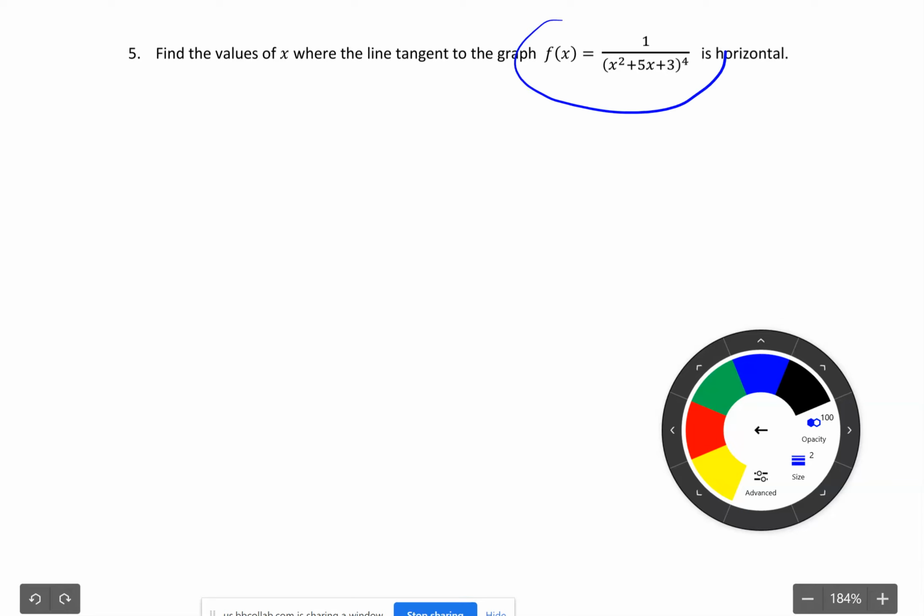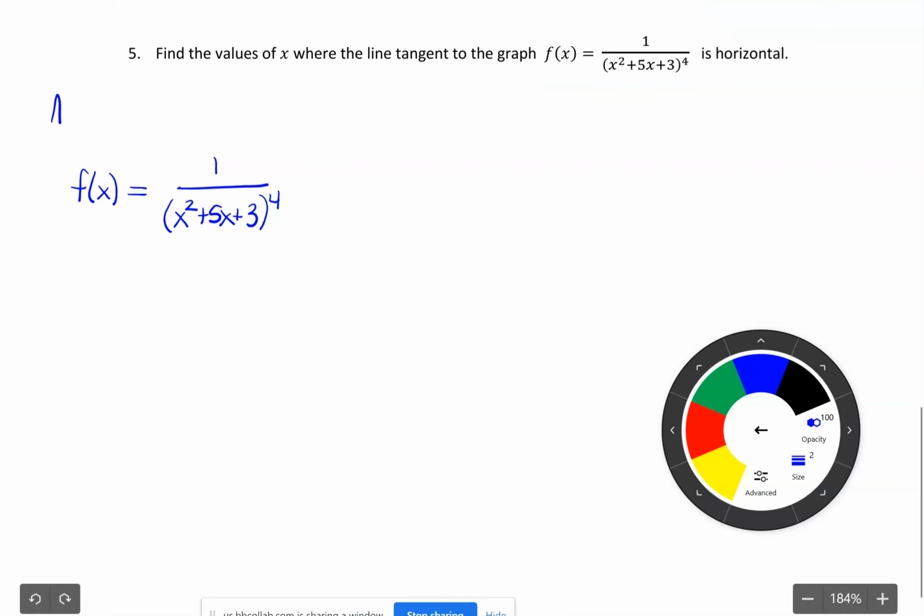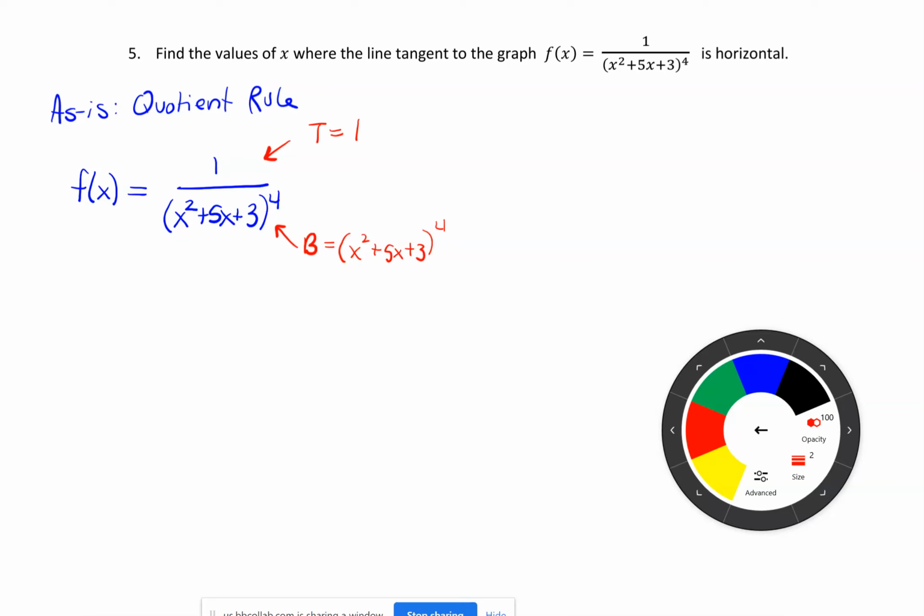So if you want to work with the function the way it's written, I'm going to rewrite my function here. I have a constant in the numerator and I have a trinomial to the fourth power in the denominator. If you want to use this as is, then you would have to use your quotient rule to find the derivative, where you would say your top was a constant 1 and your bottom was this trinomial, and then you'd have to do your quotient rule, which you can totally do. And I go through that in that other video example.